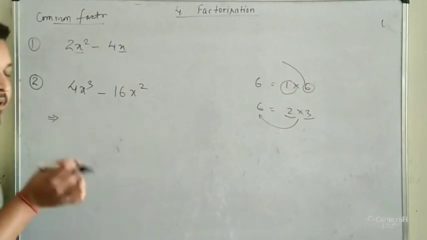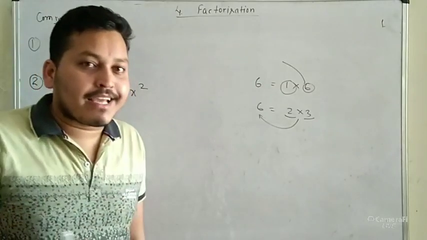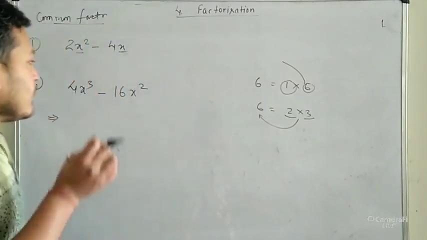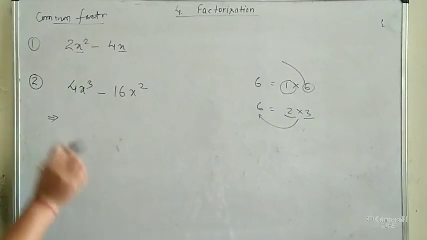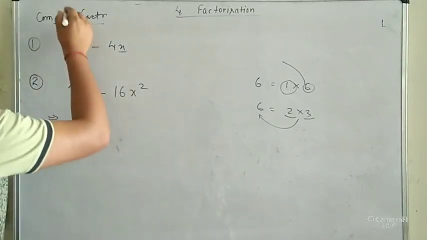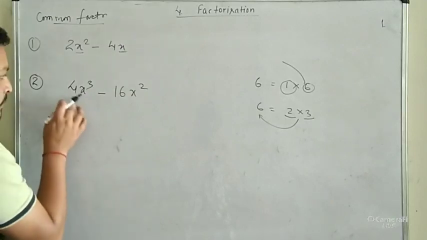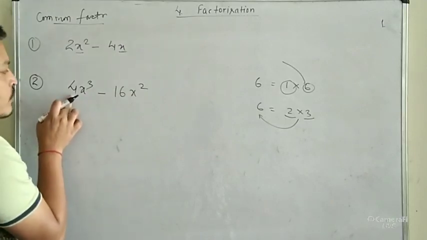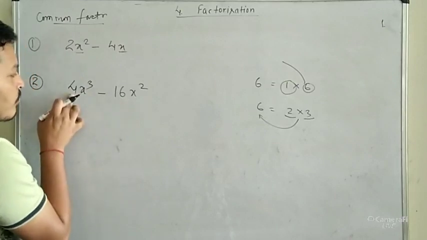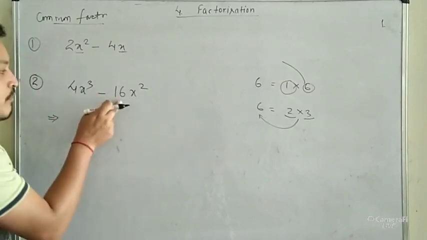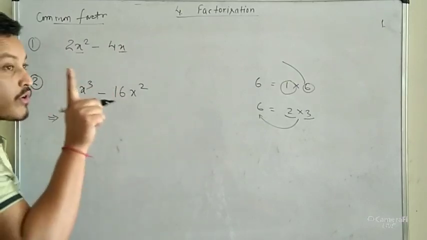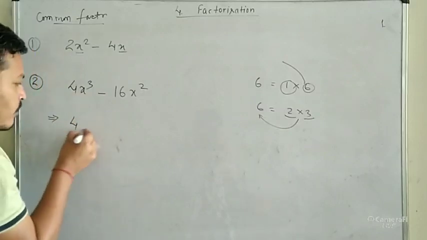So first of all, identify which number we can take as common. Notice which is the common number. This is the first method: taking the common factor out. 4 is common, we can take 4 as common because this is 4 and this is 16. Dividing 4 by 4 leaves 1, and dividing 16 by 4 leaves 4. So 4 is taken out as common.